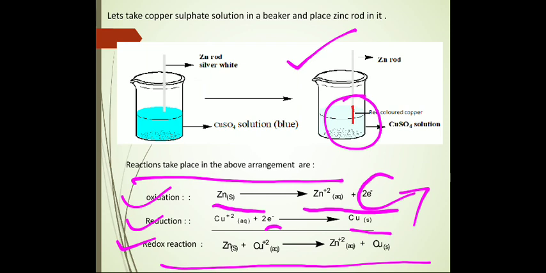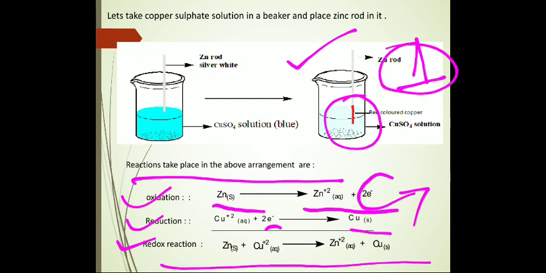In this arrangement we have to note one very important point: oxidation and reduction take place at one point, which is called the redox reaction, and it takes place at one point.